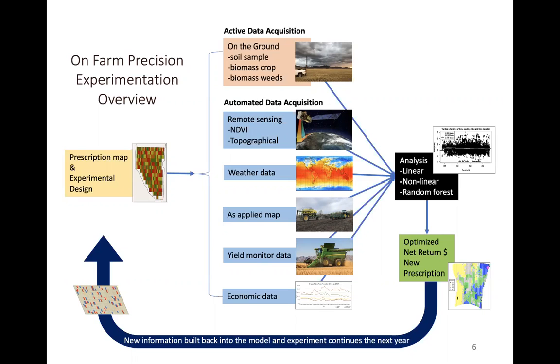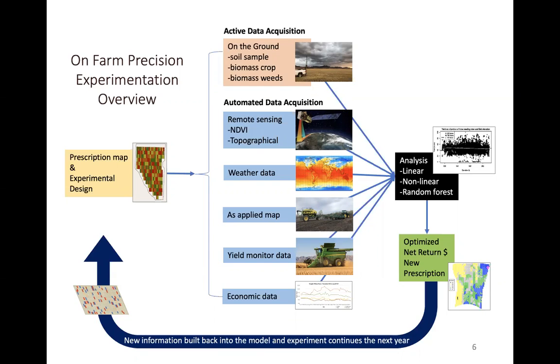But everything else in there, in the blue, in the automated data acquisition, that's all data that we aim to collect for free and make it automatically part of the process to make this process as simple and applicable for a farmer as possible. And so things like remote sensing, NDVI of previous years, weather data up to the point of some decision making, and then the as-applied map, which comes off of, in this case, the seeder that the farmer uses. And then once the crop is up and we've collected it, we collect the yield monitor data, and that comes off of the combine.